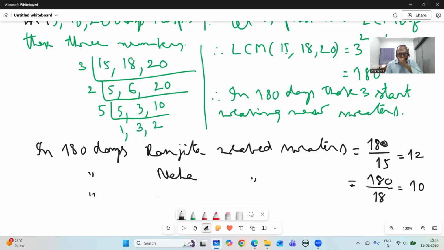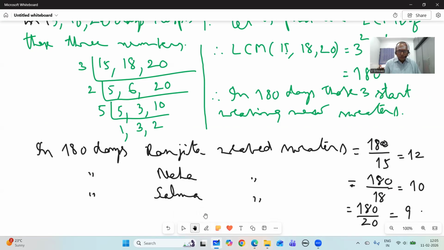Okay, and in 180 days Salma weaves how many sweaters? That is 180 divided by 20. For one sweater, she takes 20 days. For 180 days, how many sweaters can she weave? Divide this by 20. You get 9. Okay. So these are the number of sweaters weaved by Ranjita, Neha, Salma, respectively in 180 days. Okay. So that completes the solution. So what we have done?